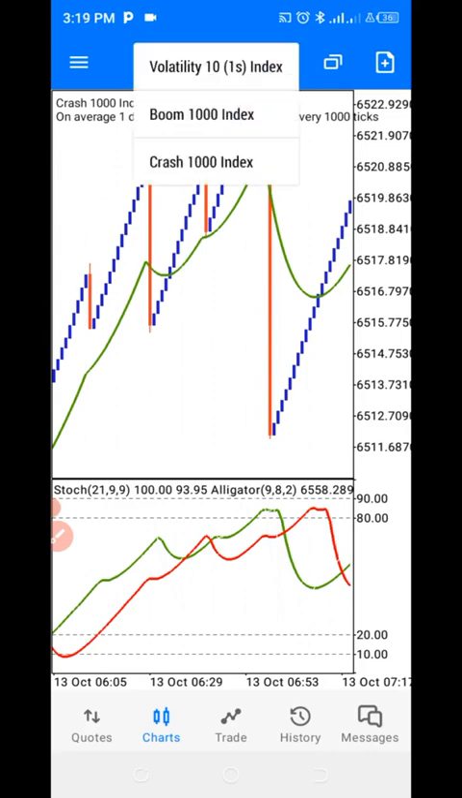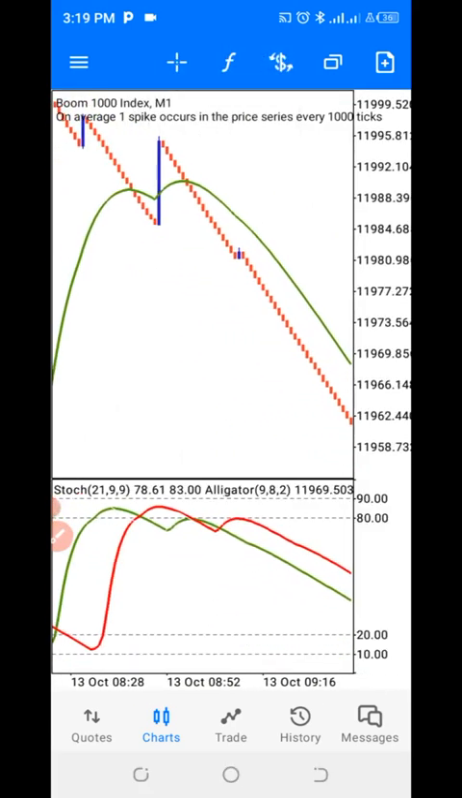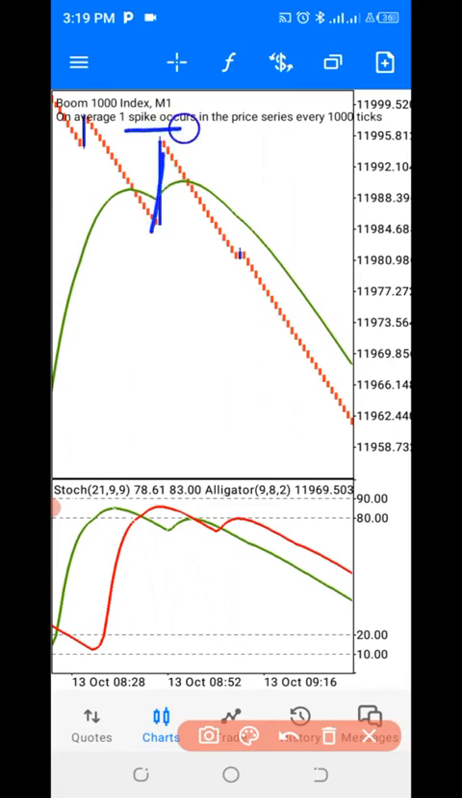Then for Boom 1000 now, obviously the reverse is the case. On Boom 1000, you're going to be waiting for a spike to happen. Then after that spike, your stop loss will be above that spike. And then you wait for the green moving average to touch the 90 level or the 80 level, and it must cross below the red moving average.